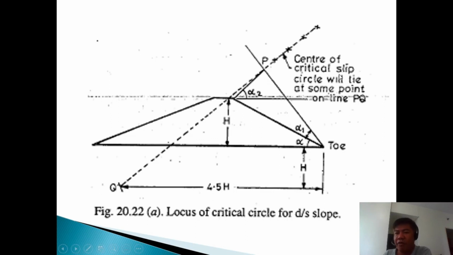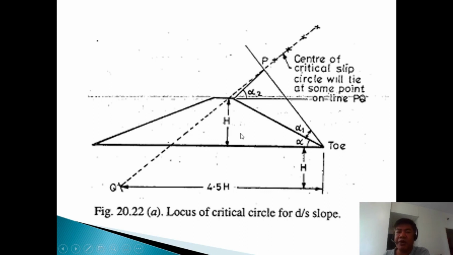So the center of the critical slip surface will lie at some point on line PQ. So it is somewhere here. Although you can have it first at point P, in the software it can analyze the different points, because the software can handle even thousands of iterations, thousands of repetitions, so it is okay with the software.